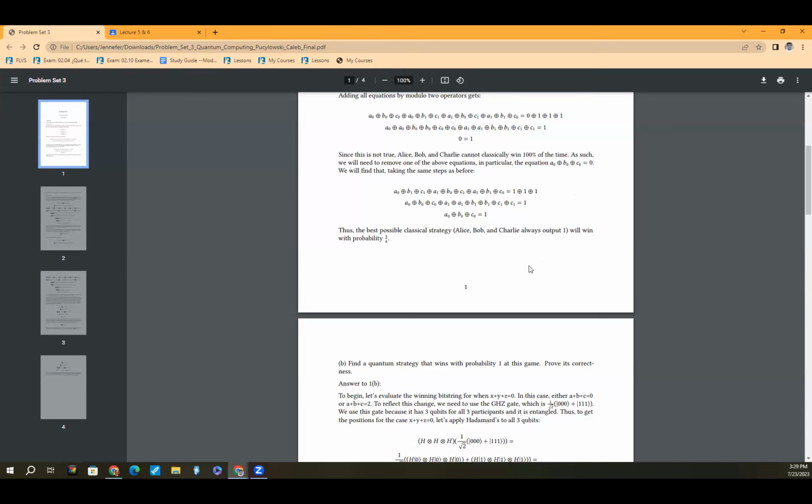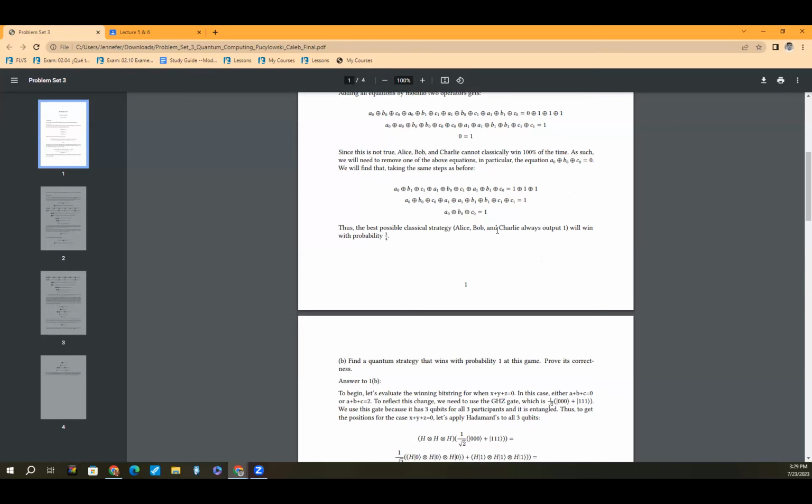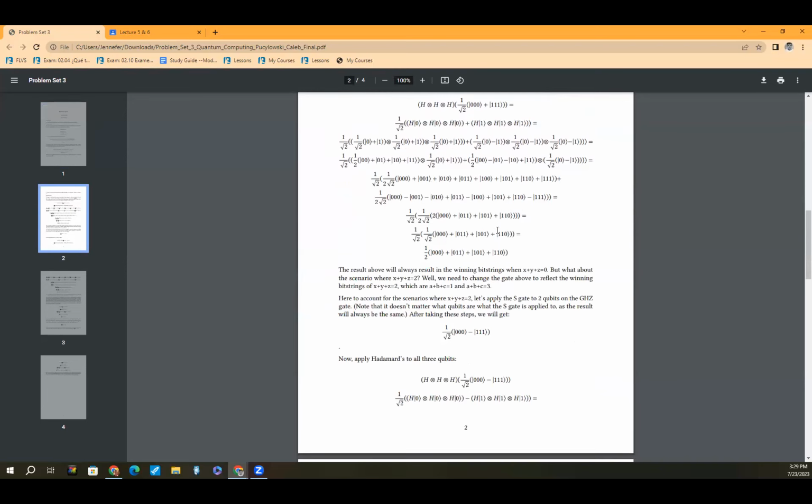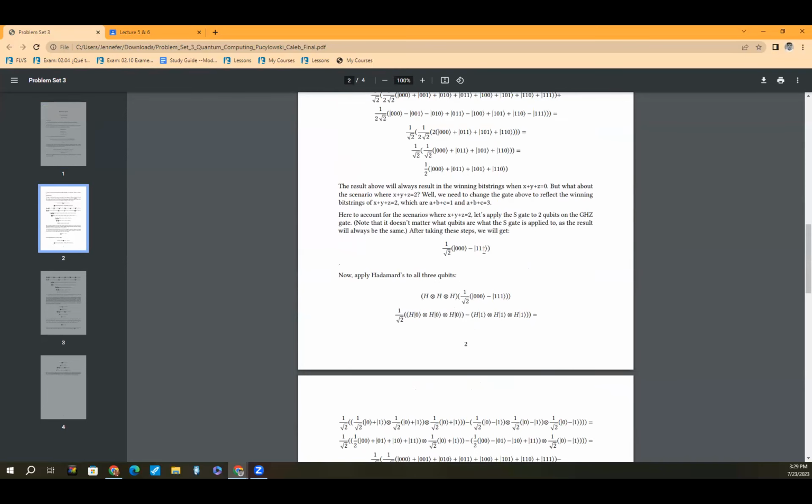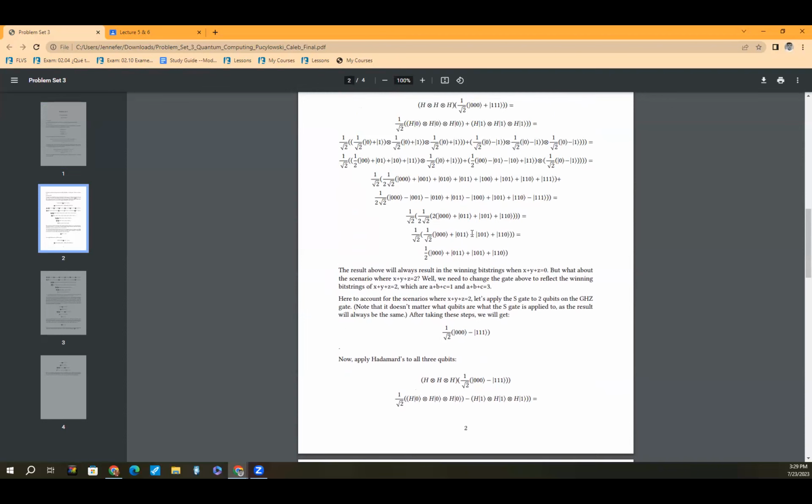I'll bring up the one PDF that I have. Yeah, the question just says, show that the best possible classical strategy wins this game with probability 3/4. So even showing that it's the best possible strategy would be kind of hard, but that's different than what you're trying to do. But anyway, let's continue, because maybe it's not worth spending so much time on this part.